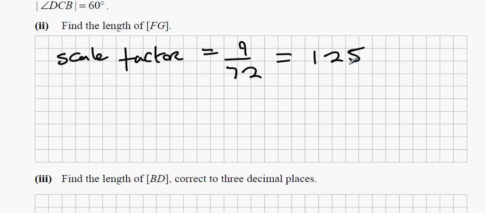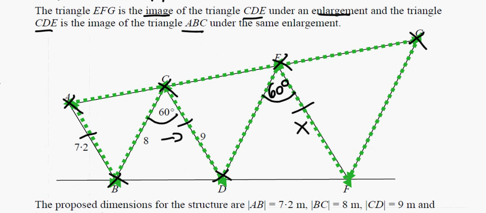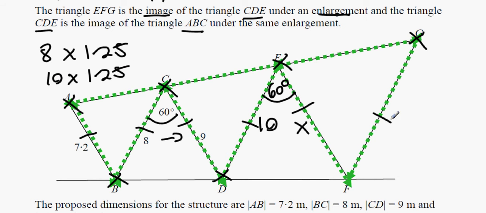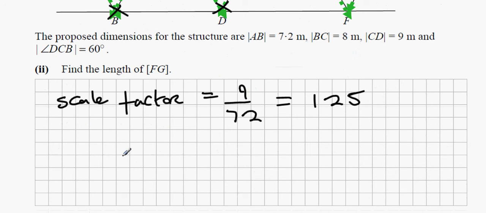Okay, now we know what 1.25 is. We now have to figure out what FG corresponds to, right? So FG corresponds to the 8. So what we can say is that the 8 gets 1.25 times bigger. The 8 is the one that goes upwards. So 8 gets 1.25 times bigger, and that's going to get me 10 this time around. The 10 is also going to get 1.25 times bigger, and this is going to turn into 12.5. So FG is going to be 12.5 meters.